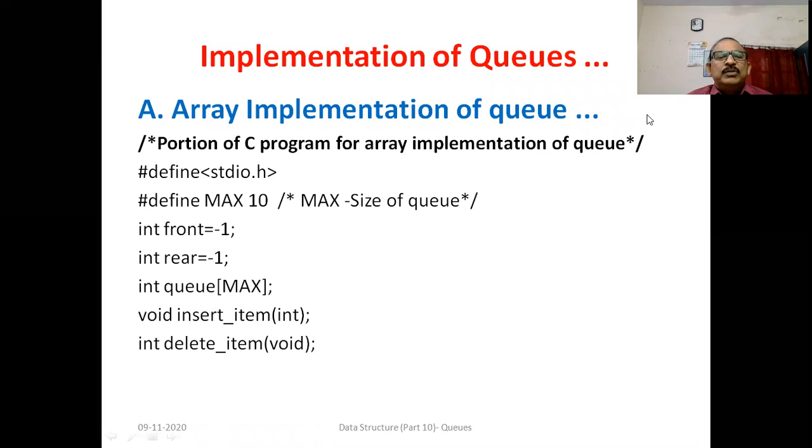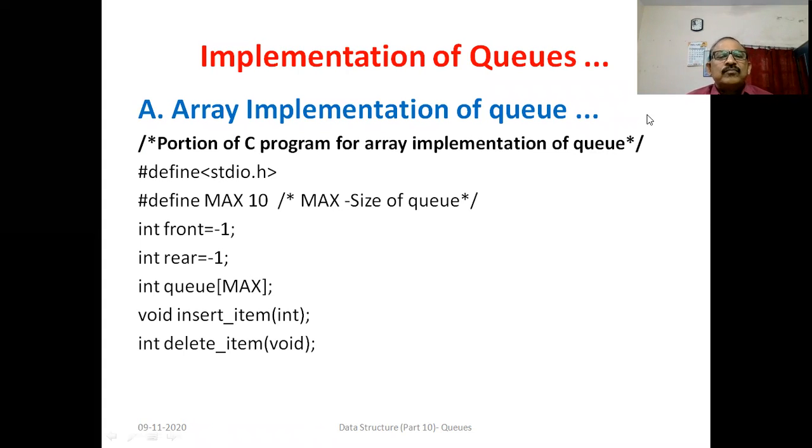Now the next statement is a queue declaration statement. Depending on the type of information we want to keep in a queue, int followed by the name of the queue. Here the name of the queue is queue, followed by the size of the queue.